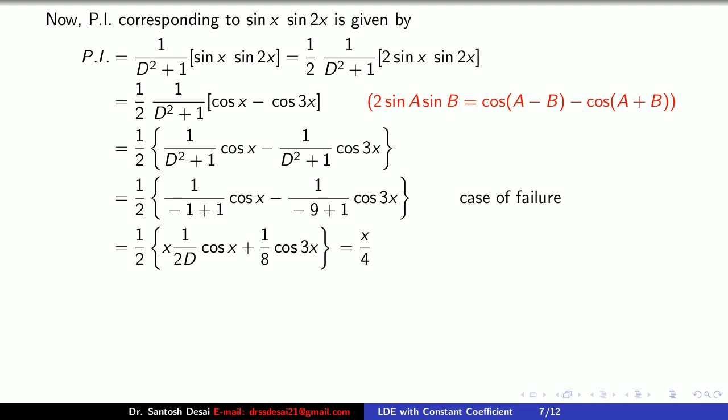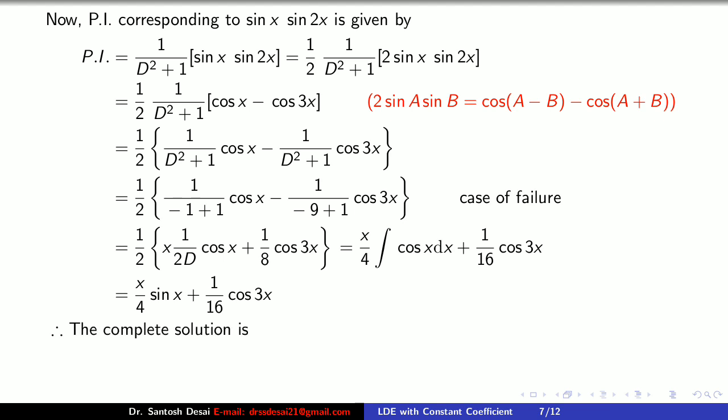So this is equal to x by 4 into integration of cos x plus 1 by 8 into 2, that is 1 by 16 into cos 3x. So integration of cos x is equal to sin x. So x by 4 into sin x plus 1 by 16 into cos 3x. So this is the final particular integral, and therefore the complete solution is y is equal to CF plus PI, and we know that CF is C1 cos x plus C2 sin x, plus PI is x by 4 sin x plus 1 by 16 cos 3x.